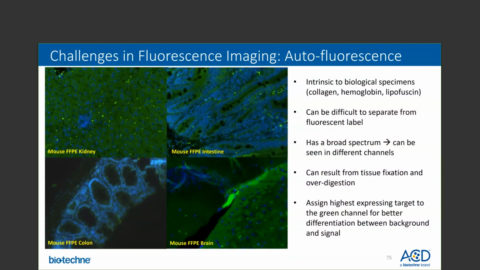One way to distinguish if a signal comes from autofluorescence is to check if the same signal is present in different channels, because autofluorescence usually has a wide spectrum, which makes it visible through more than one channel.